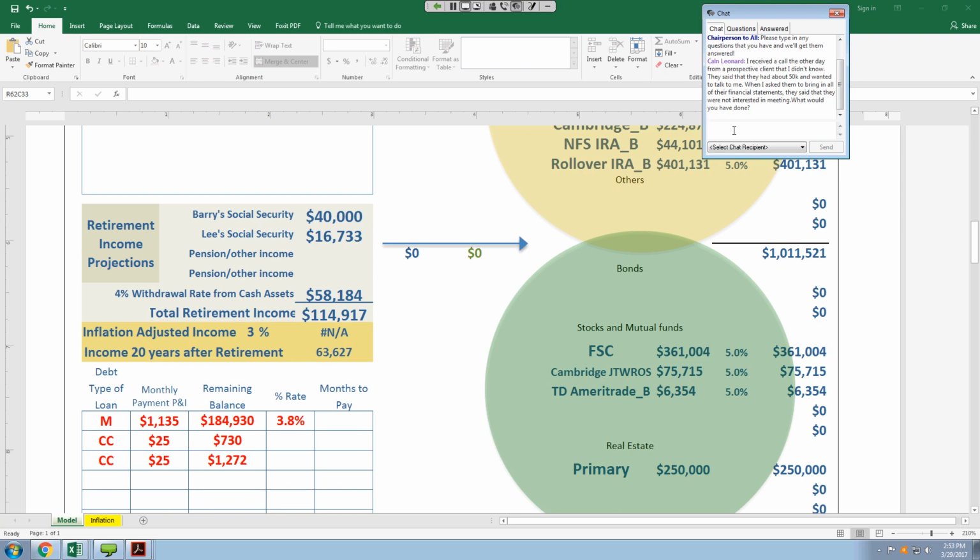Here's a question, just popped up. It said, I received a call from a prospective client I did not know. They said they had about $50,000 and wanted to talk to me. When I asked them to bring in all the financial statements, they said they were not interested in meeting. What would you have done? I would have said absolutely what you said.